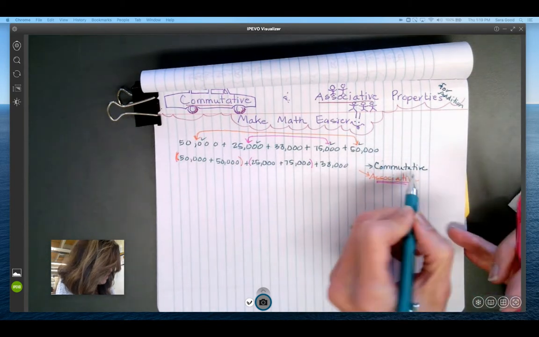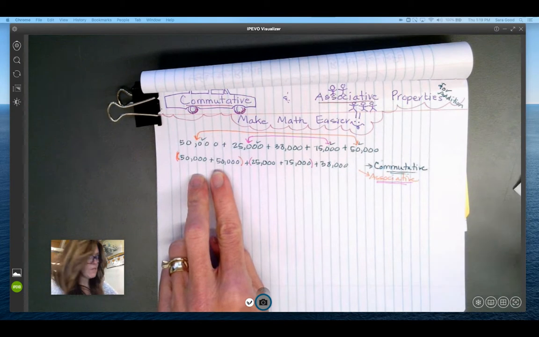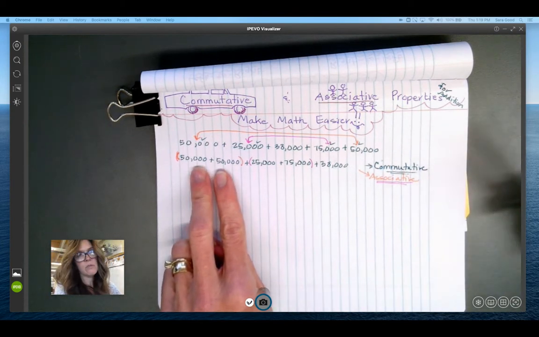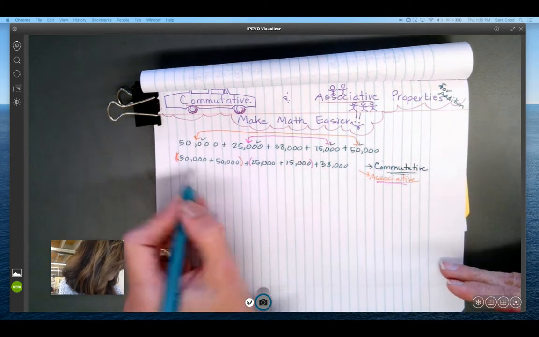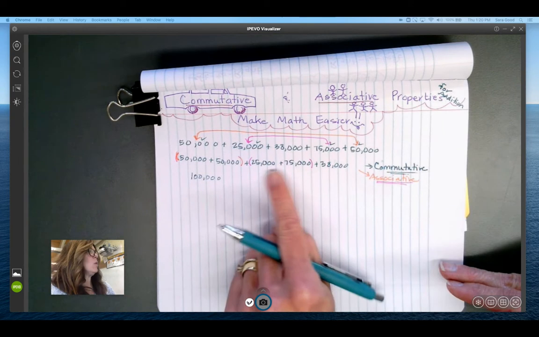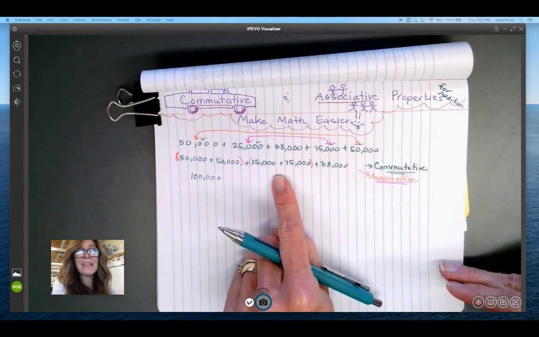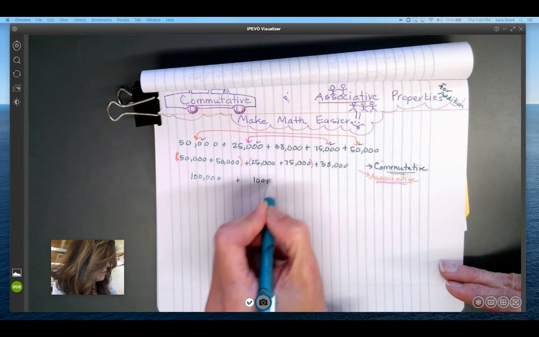We use both properties. Okay, so let's add them. 50,000 plus 50,000. In parentheses, we work those first. Yeah, it's 100,000. We can do that in our heads. And what is 25,000 plus 75,000? That's also 100,000. Okay, so I could do that right here, 100,000.